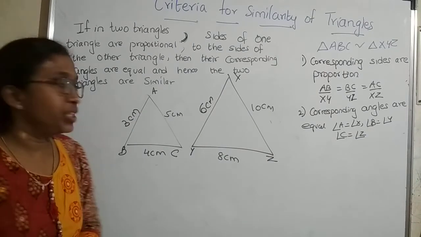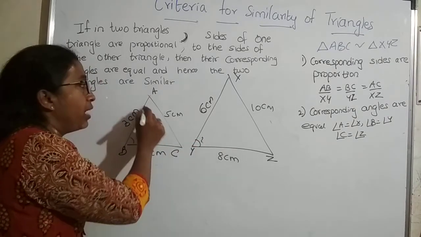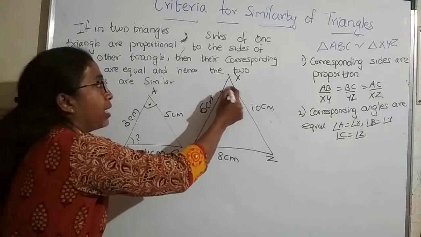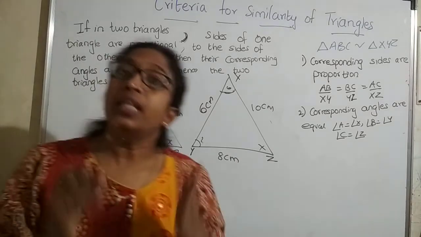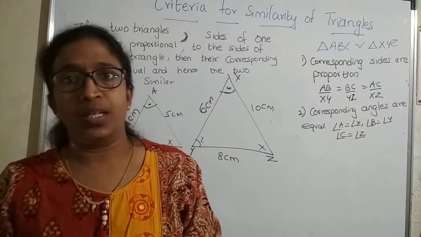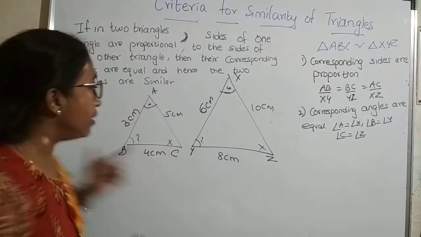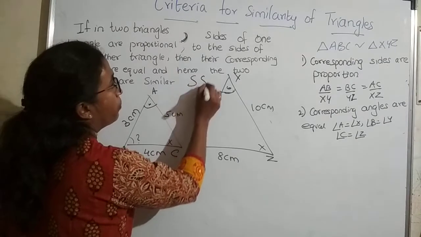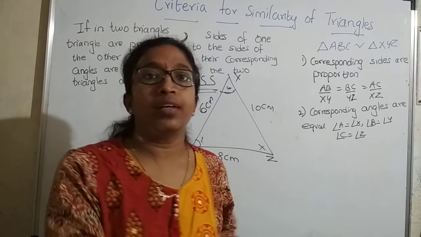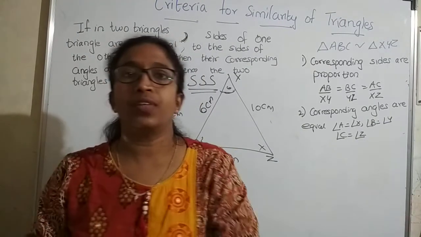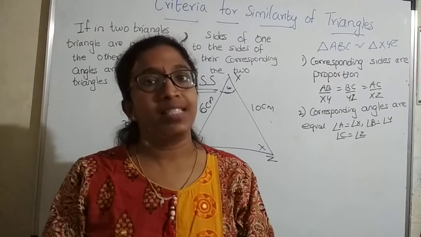Then what about the other condition? If you measure this angle B and angle Y, and if you measure the angle A and angle X, and angle C and angle Z, you will find the corresponding angles are also equal. So out of the 6 conditions, if these 3 conditions hold, like the first one AA, then the triangles will be similar by SSS. Very easy to remember. If all the 3 sides of one triangle are proportional to all the 3 sides of the other triangle, then you will find that the corresponding angles are also equal, and the two triangles are similar by SSS.